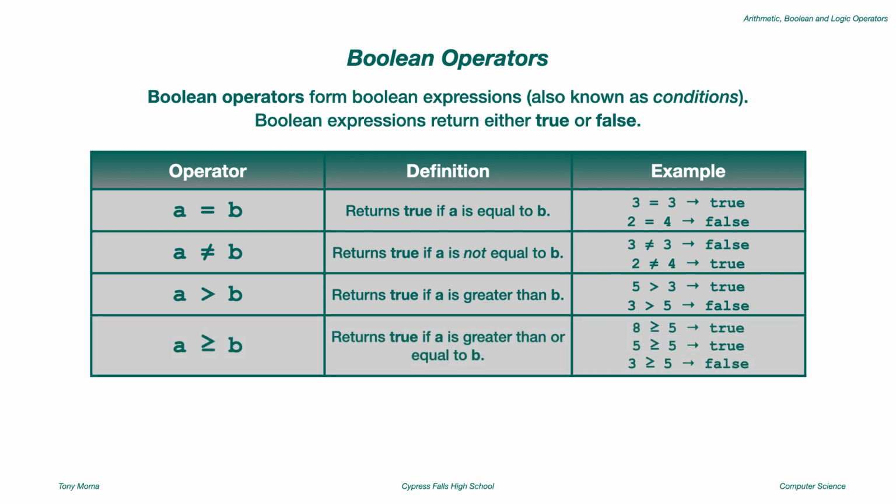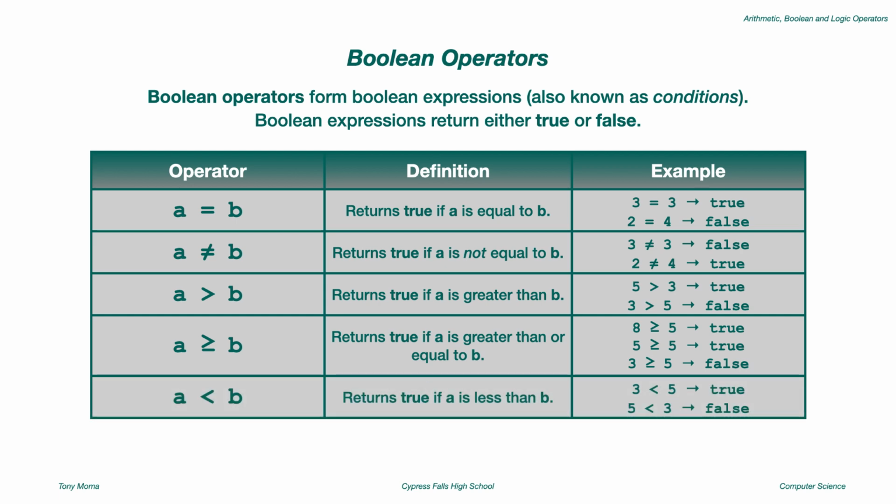Next is the greater than or equal to operator, which returns true if A is greater than or equal to B. For example, 8 is greater than or equal to 5 evaluates to true because that's a true statement. 5 is greater than or equal to 5 evaluates to true because that is also a true statement. However, the expression 3 is greater than or equal to 5 evaluates to false because that is not a true expression.